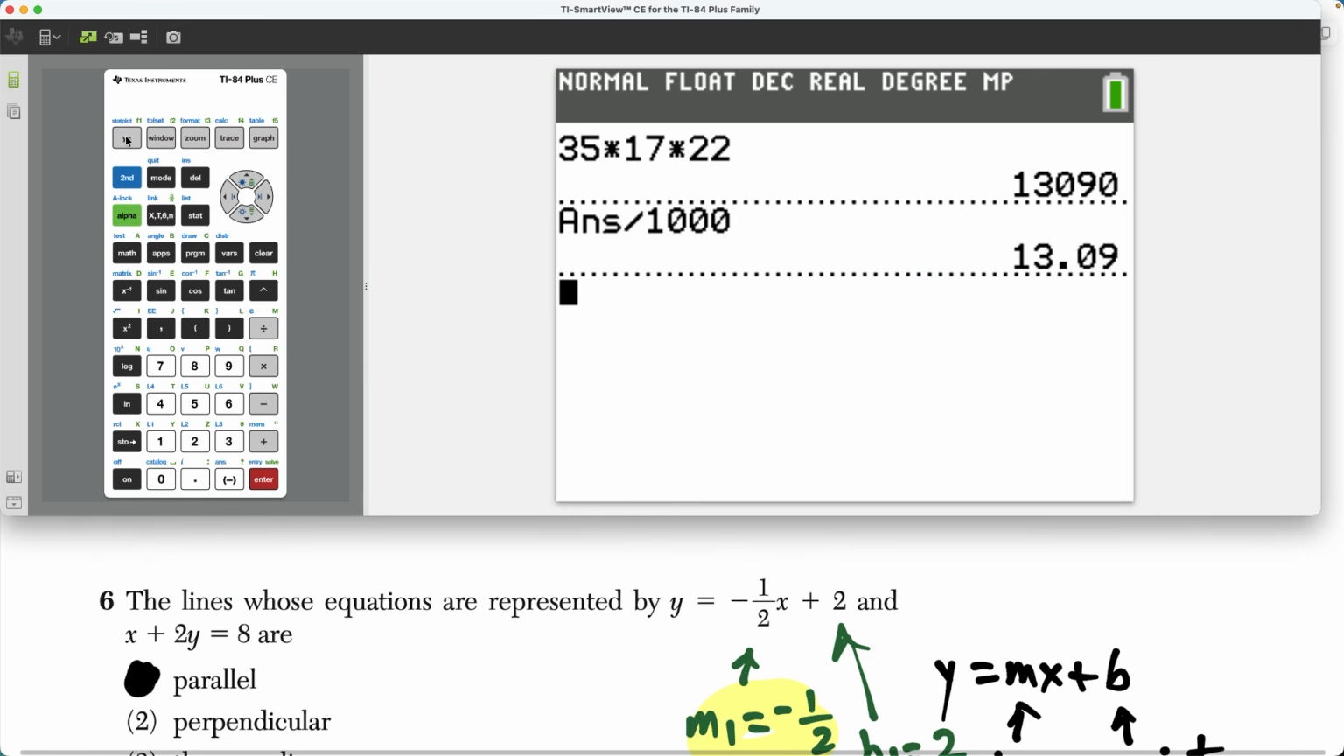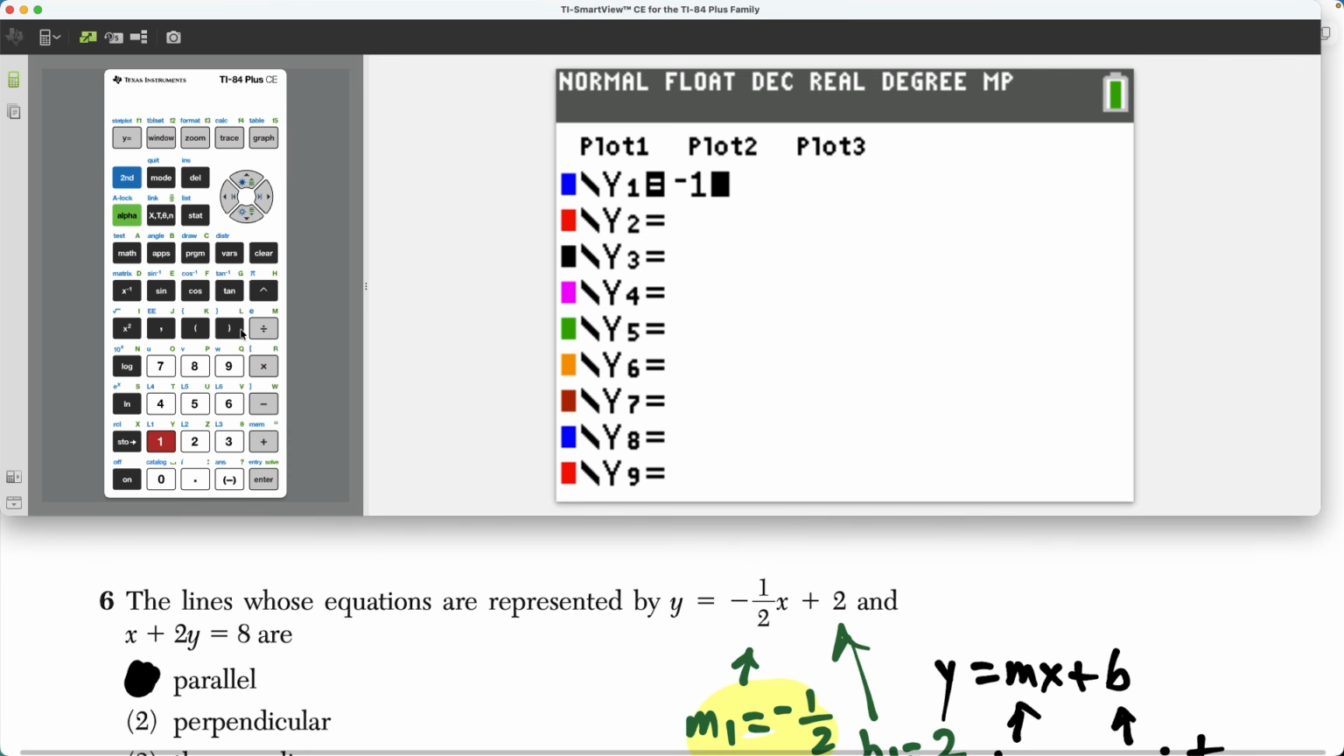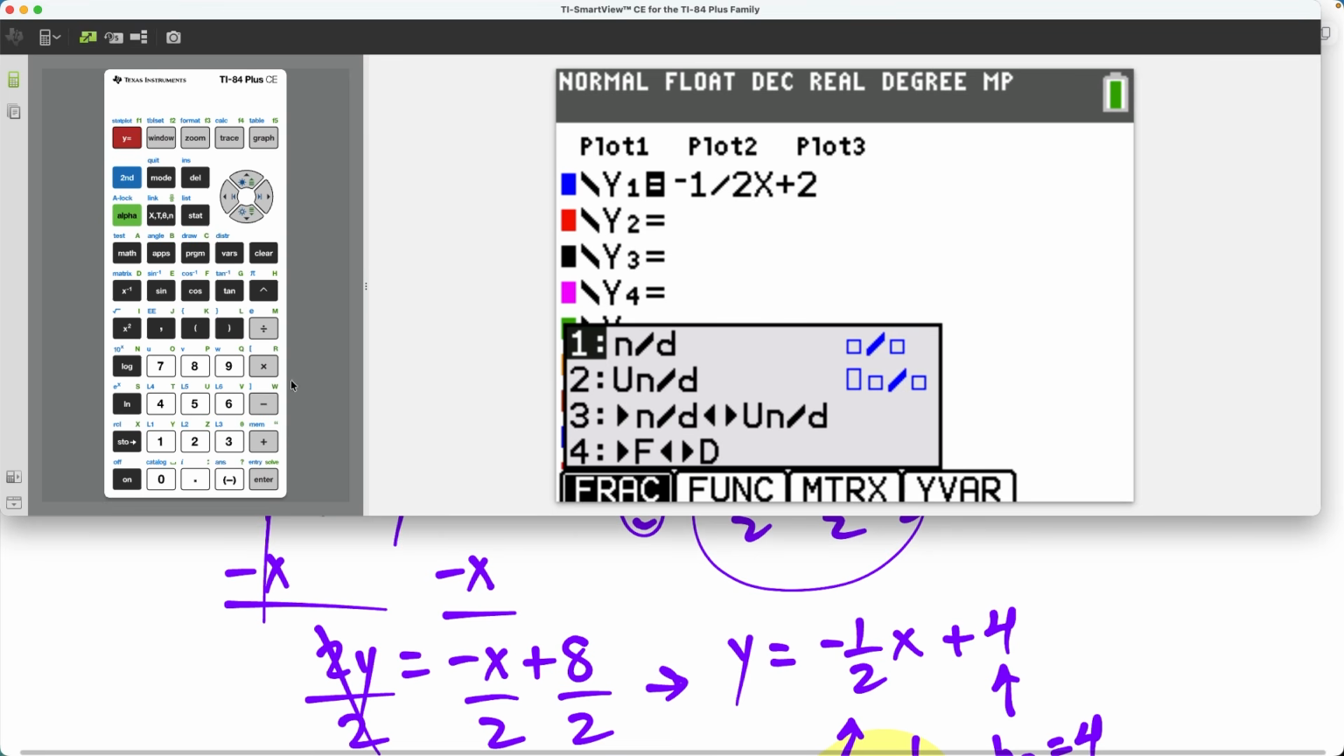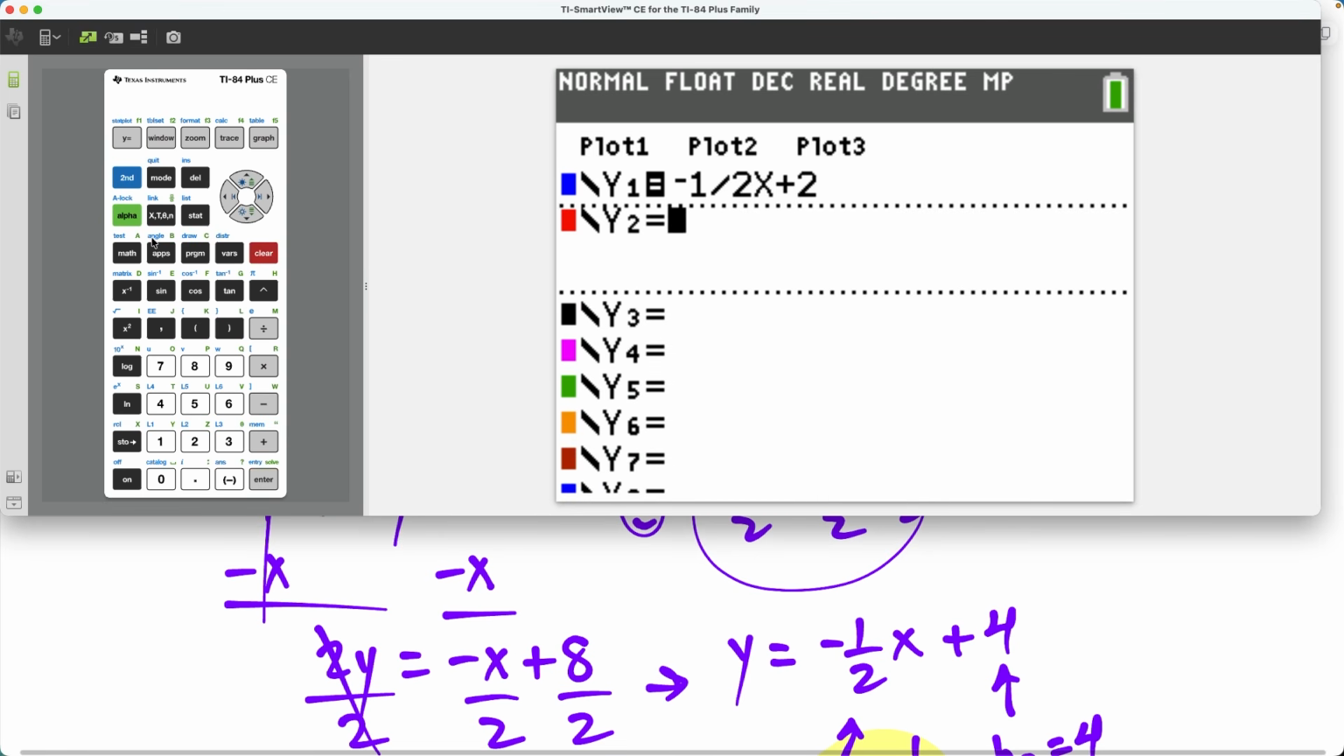One thing we could do to check our answer to be sure is graph both lines. So we have -1/2 x and then +2. And then the other line was -1/2 x plus 4. For this one, I could also write a fraction. I could go alpha y equals enter, or if you have a new calculator, you could just press alpha x. But this part here doesn't matter. The calculator will read this as -1 divided by 2 and then times x. But if you prefer to write it nicely like this, you could absolutely do this. So -1/2 times x plus 4.